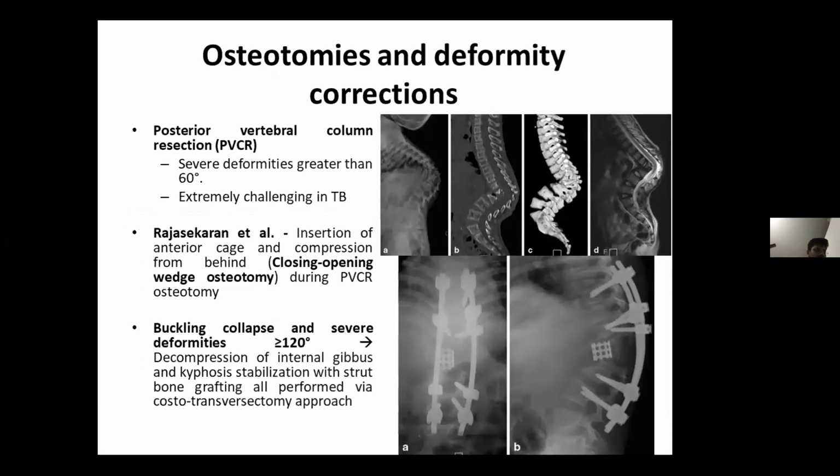The posterior vertebral column resection in tuberculosis is much more challenging than in congenital kyphosis, mainly because it's all fused spine and the anatomy is extremely distorted. Dr. Rajasekaran had described the closing-opening wedge osteotomy in posterior vertebral column resection.